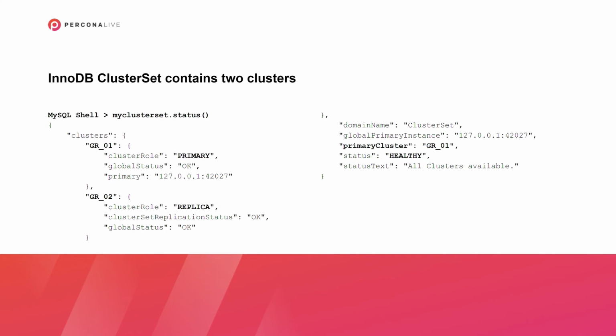So if we do the status command again, it will have 2 clusters in it now. The secondary cluster, the cluster GR02, will only have a node for now. We'll add more, but you have GR01 as the primary. It will tell you the primary cluster on the status, and which is the instance, and it's in healthy status because it's all good and can be used.